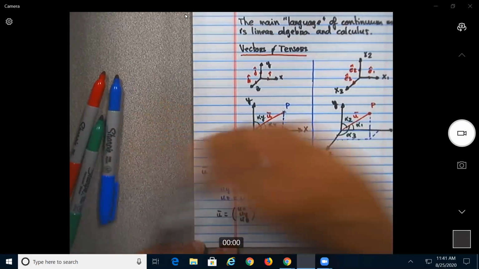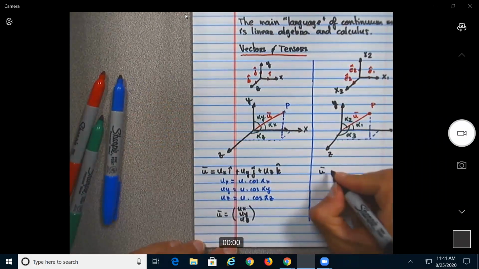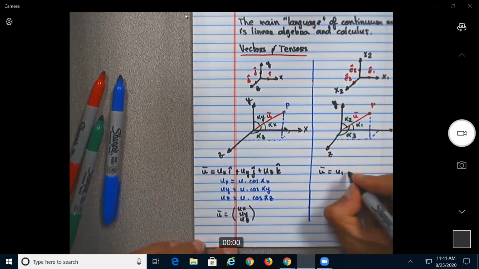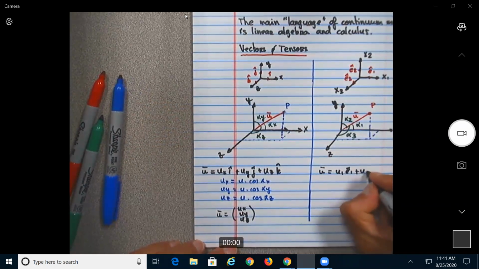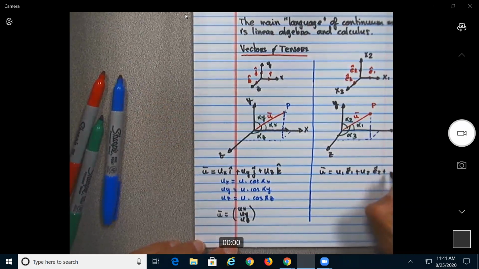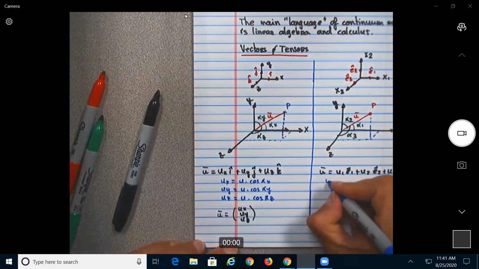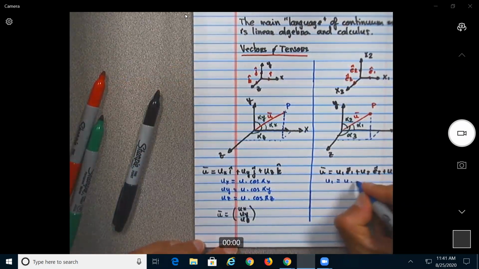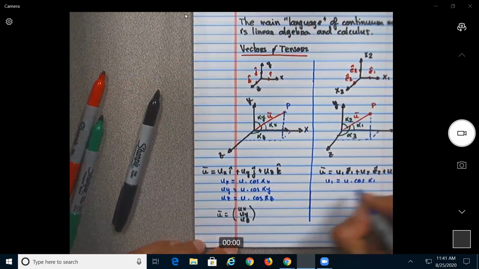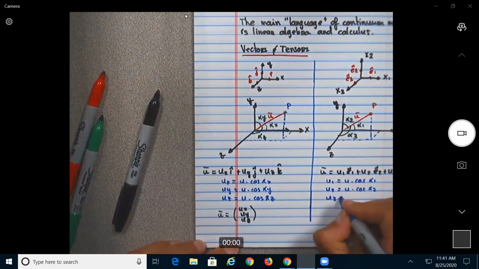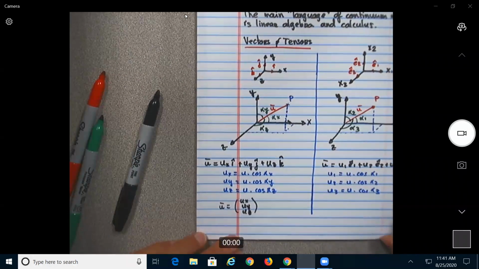So again, this is kind of similar. If you do it with initial notation, we'll have what? u1 e1 plus u2 e2 plus u3 e3. And this will be, u1 will be u cosine alpha 1, u2 will be u cosine alpha 2, u3 will be u cosine alpha 3.